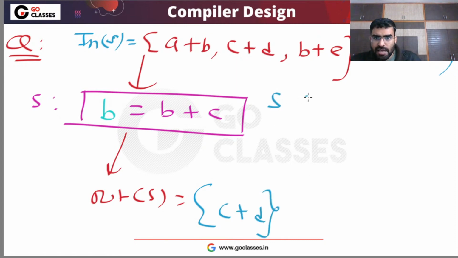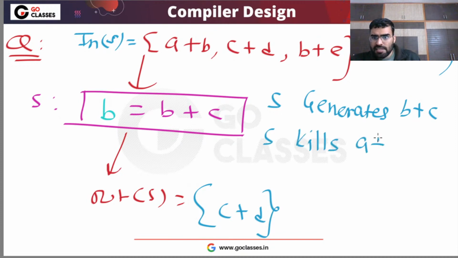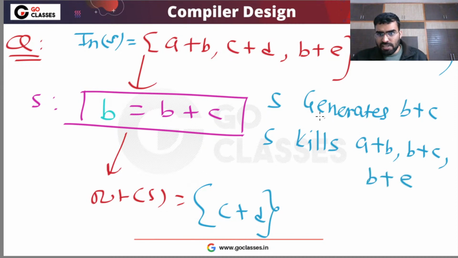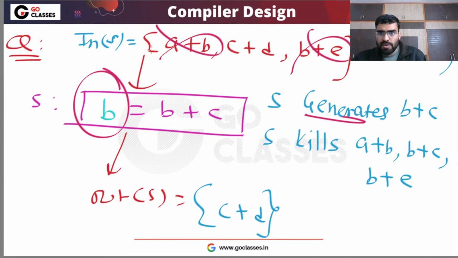Because I can say what S kills. First of all, tell me what S generates. S generates B plus C. And what does S kill? S kills A plus B, B plus C, and B plus E. Yes or no? So first it will generate B plus C, but then it will be killed by S. Because B is changing, this will be killed, this will be killed, and also this will be killed. So S generates B plus C, and S kills A plus B, B plus C, and B plus E.